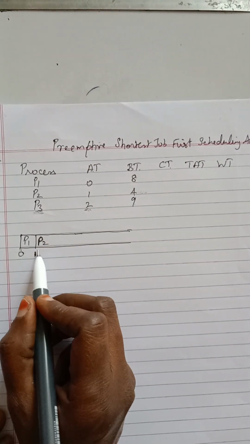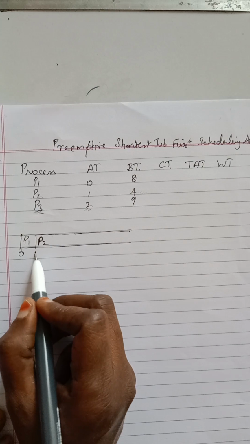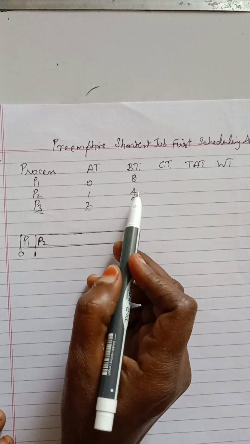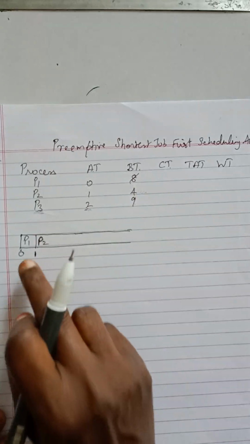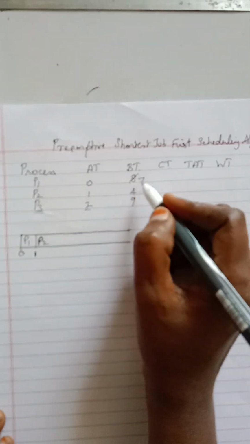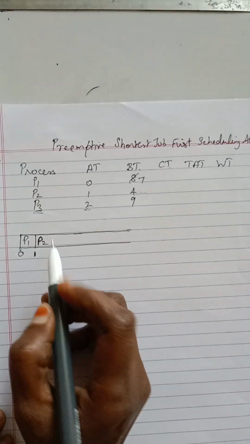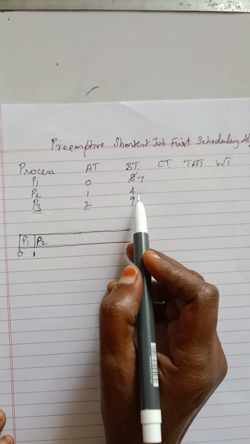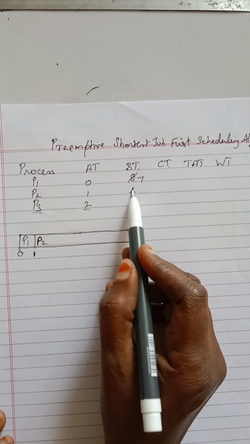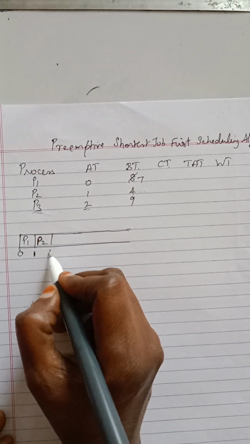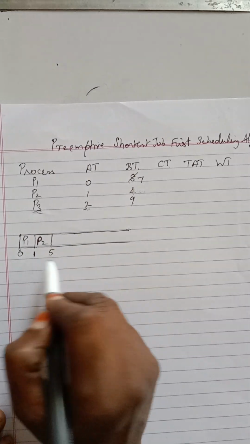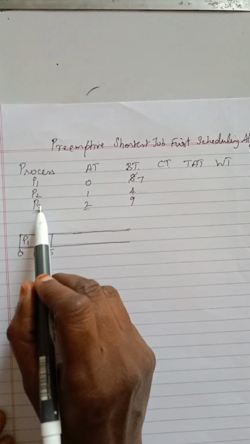So P2 will continue from 1. First, P1 has got 1 millisecond, so its burst time reduces by 1. Then P2 will run for its 4 milliseconds. So 1 plus 4 is 5. Until 5 milliseconds, P2 will run.